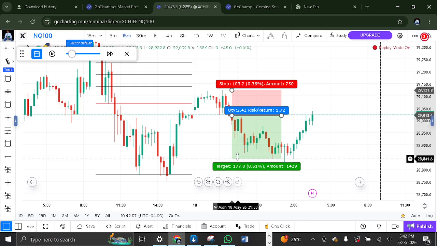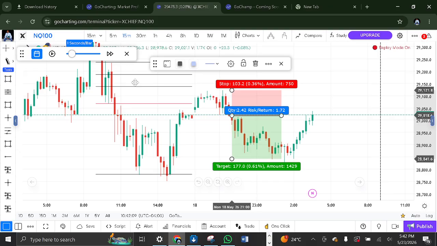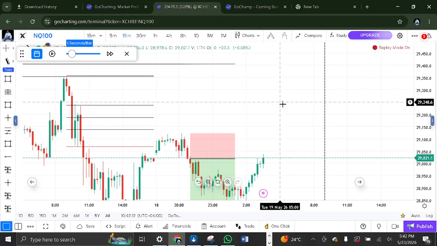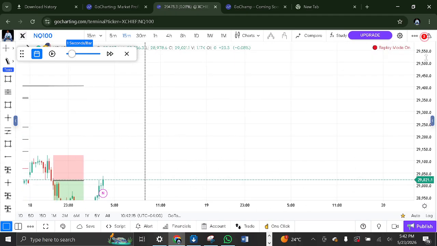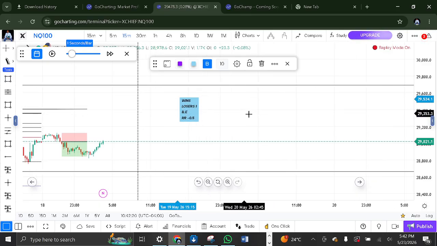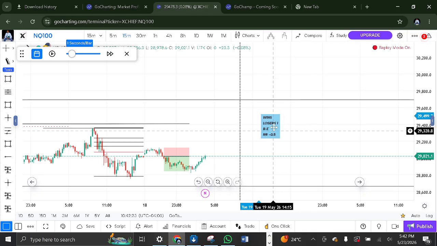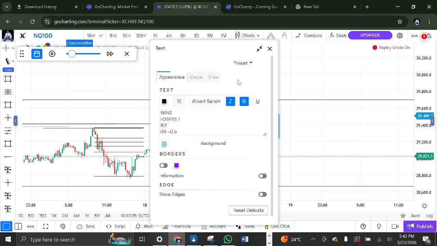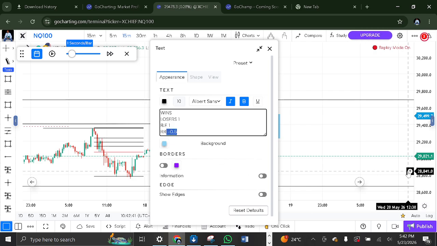Then the market retraced back to the entry point, right? So let's highlight this one. So we have one BE, which, if I've gained 0.5 and I've lost 0.5, means currently the RR is at 0.